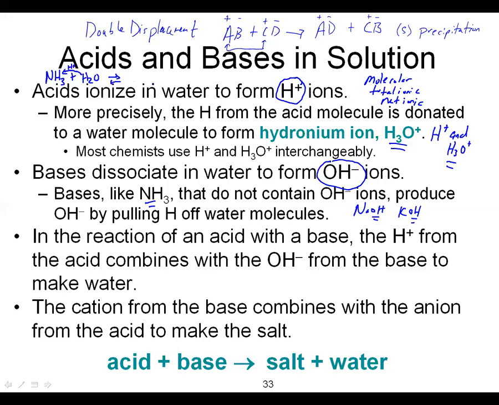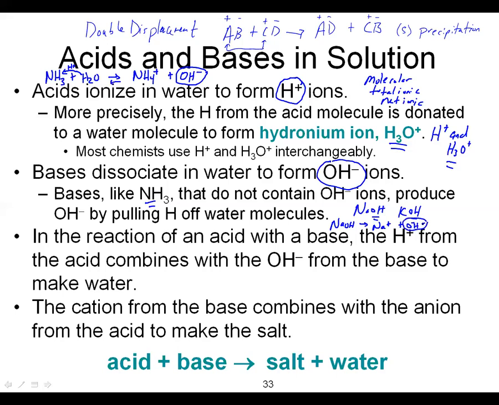And when it takes the H plus from water, it becomes NH4 plus, which is the ammonium ion. And by that little process right there, it is able to produce hydroxide in solution. So although it doesn't have hydroxide, it's different than something like sodium hydroxide, which essentially all it needs to do is go for a swim and it's going to break apart into Na plus and OH minus.